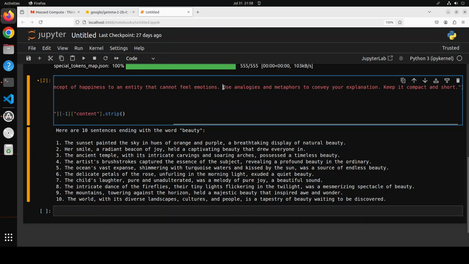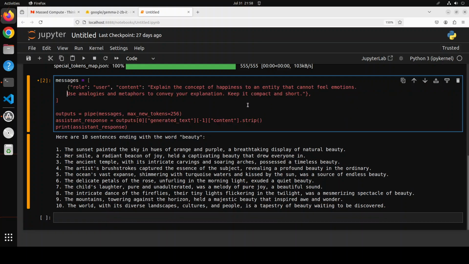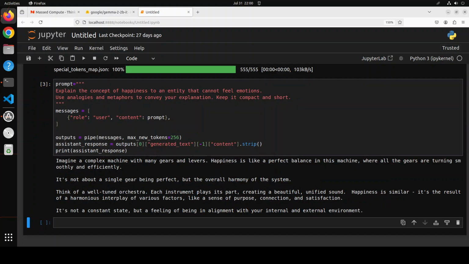And let me make it fit to screen. So here I am asking it, explain the concept of happiness to an entity that cannot feel emotions. Use analogies and metaphors to convey your explanation. Keep it compact and short. And there you go. Look at the response of the model. Writes very well, by the way.